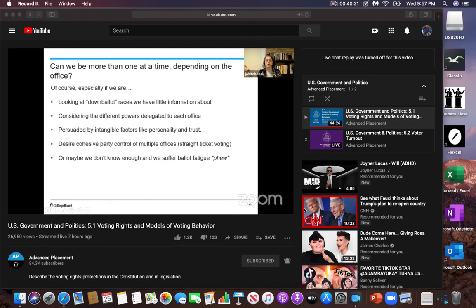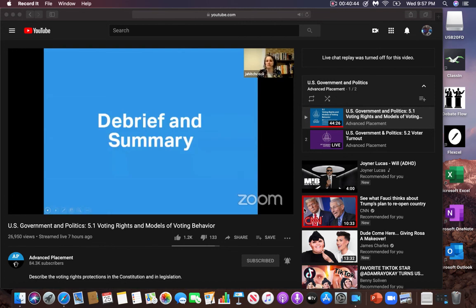Desiring cohesive party control, like you want to see that your party wins all of the offices at the national level, all of the offices at the state level, so that you are more likely to get policy that's beneficial to you. That's totally cool too. Or maybe we don't know enough about some of those offices and we suffer something called, one of my favorite terms, ballot fatigue. Phew, I'm so tired, I just can't finish that ballot.